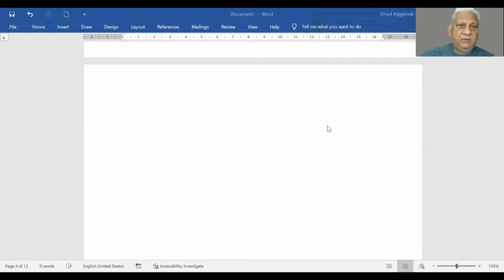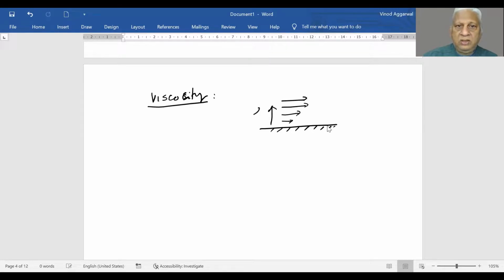Next topic we will study is viscosity. What is viscosity? If you take a river, this is the river bed, and if you see the profile of the velocity of water, you will see as you rise from the bottom, the velocity keeps increasing and it is maximum at the top.